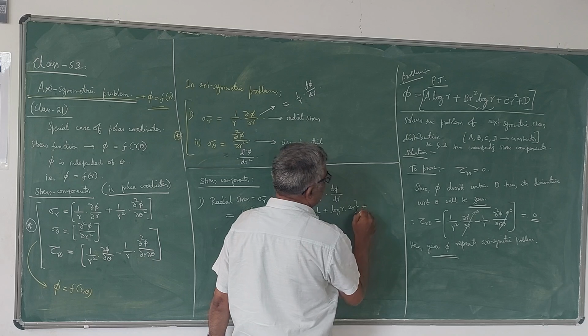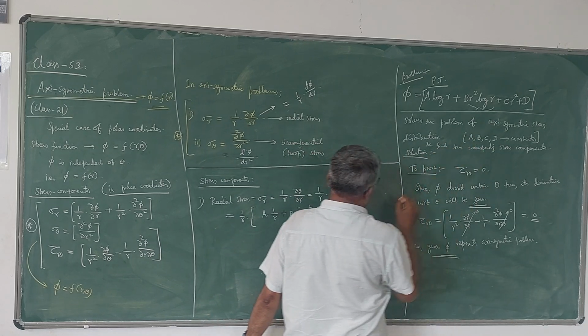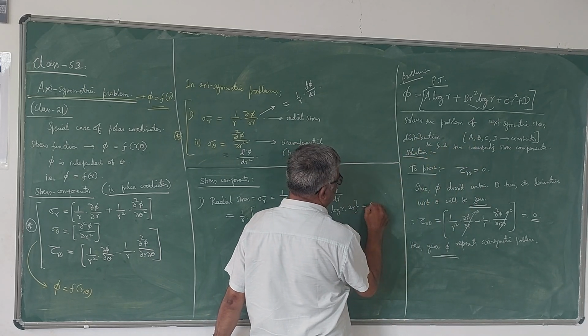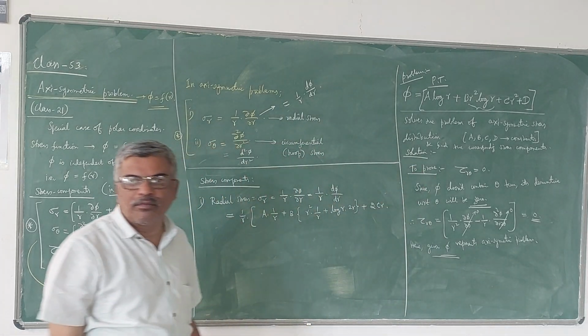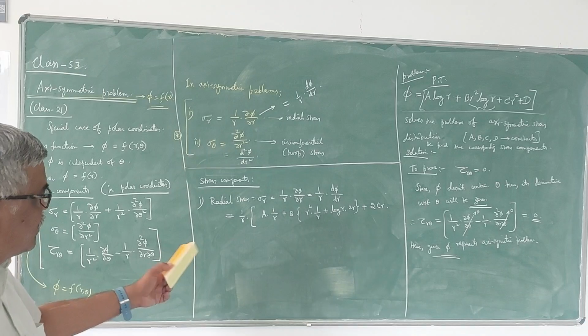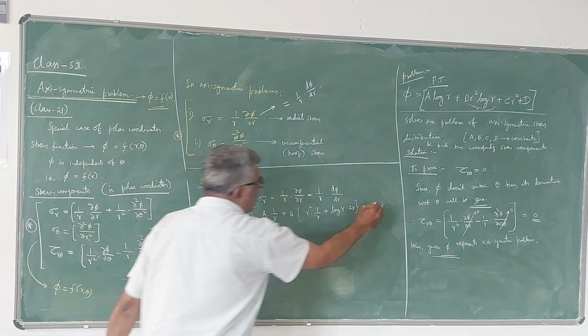Then plus derivative of c r square: c is constant, derivative of r square is 2r, so 2cr. And derivative of d is 0 because d is constant. So this is the first derivative. So you close the bracket.